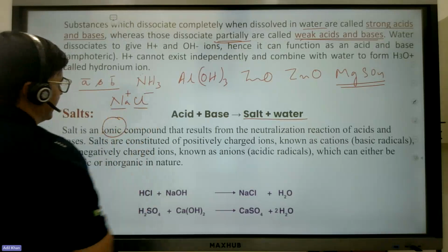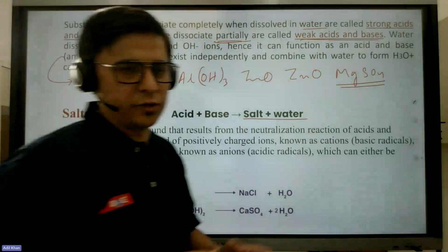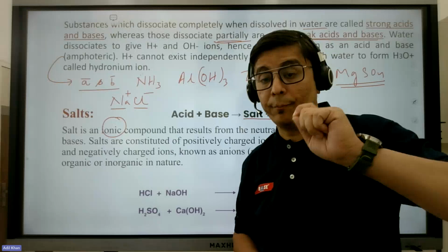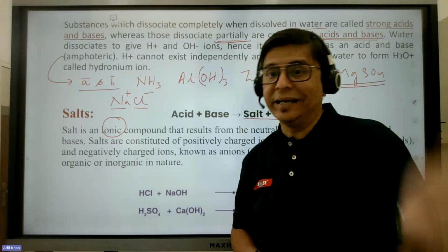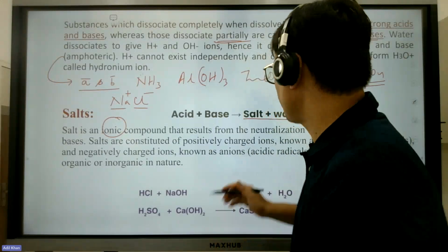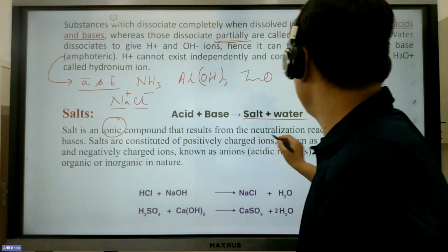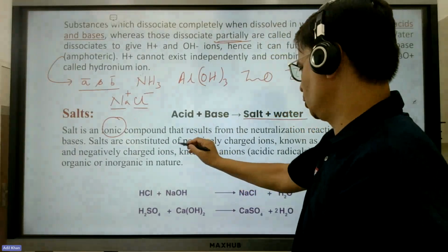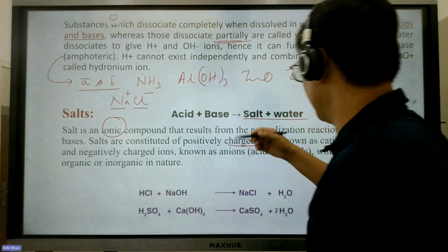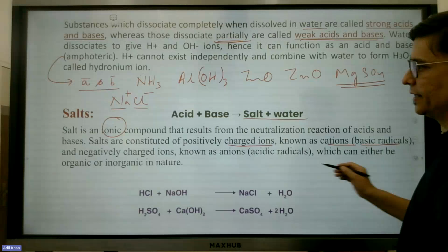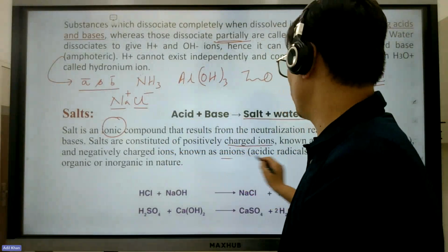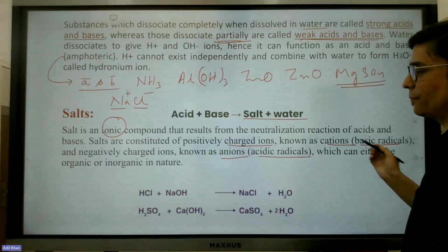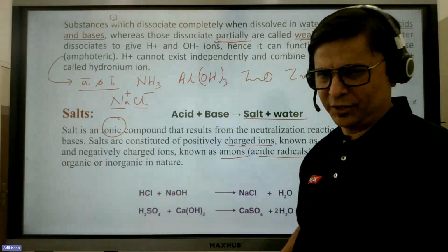the ions are Na plus and Cl minus ion. So ionic compounds are those which are made up of ions, or ionic compounds are those which are made up of metal and non-metal by complete transfer of electron, just for your knowledge. So ionic compounds result from the neutralization reaction of acid and bases. Salts are made up of positively charged ion known as cation or basic radical, and negatively charged, which is also known as anion or the acid radical, which can either be organic in nature or inorganic in nature.